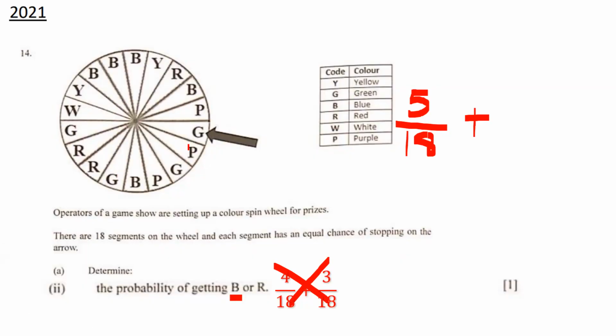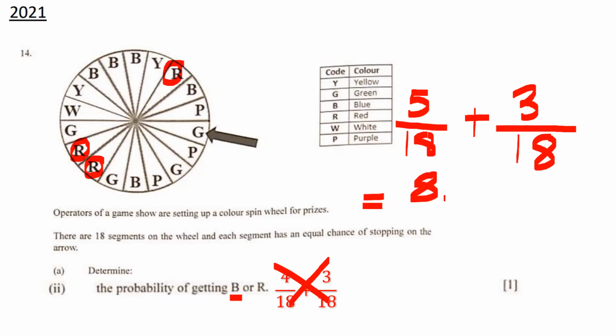How many does red have? Looking for red. Red has 1, red has 2, red has 3. Okay, red has 3. So it's going to be 3 over 18. So 5 over 18 and 3 over 18. Okay, good. What is 5 over 18 plus 3 over 18? 5 plus 3 is going to be what? 8. 8 over 18.